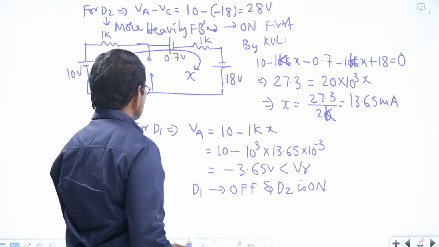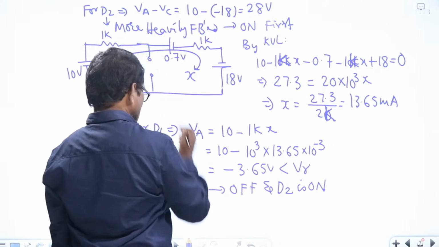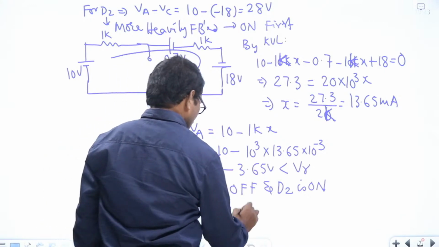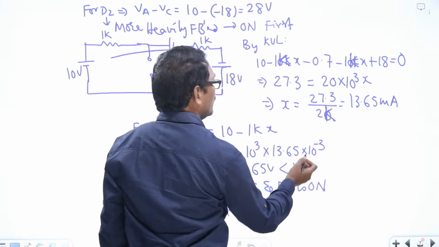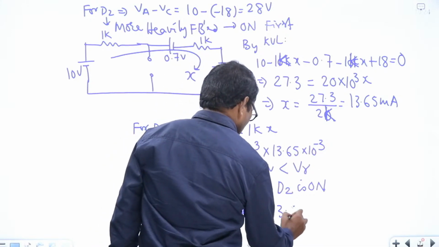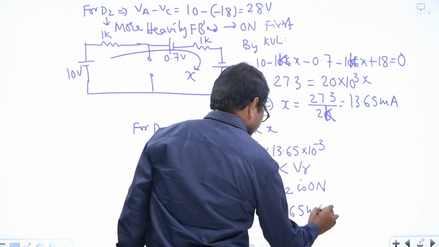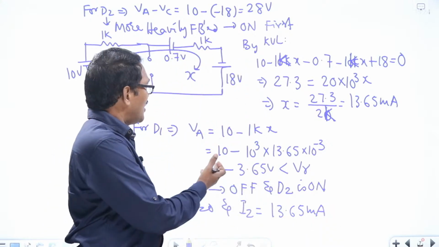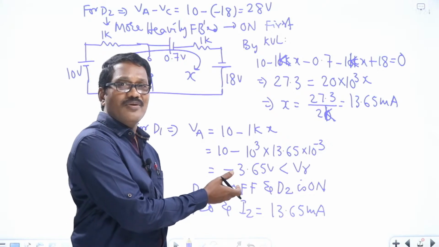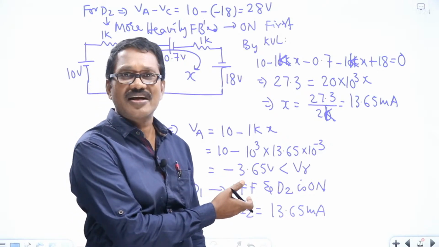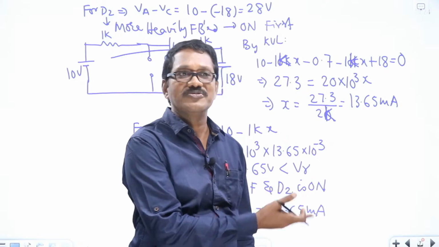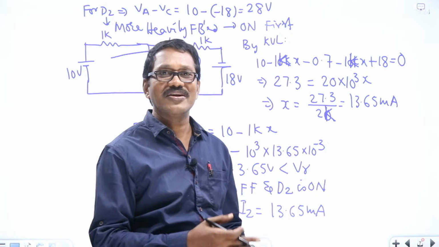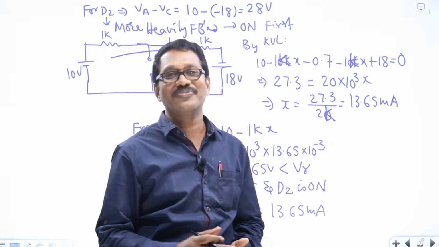So the current through D1, I1, is equal to 0 and I2 is equal to 13.65 milliamperes. As simple as that. Just apply open circuit test. That means conduct open circuit test and observe whether the diode is in on state or off state, just by observing whether it is greater than or equal to V gamma.